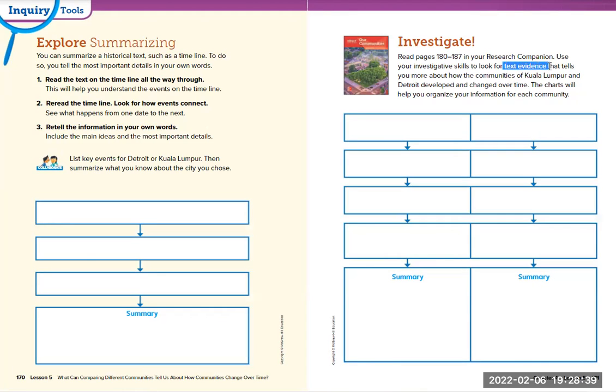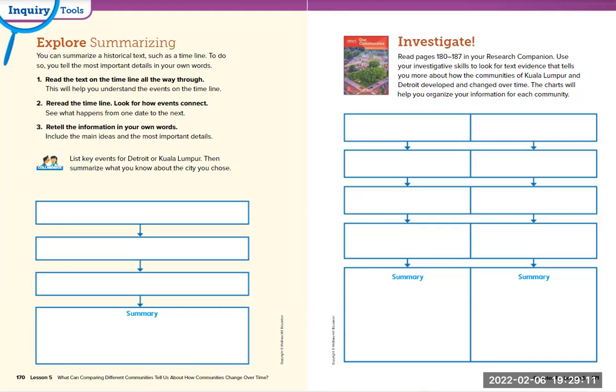So that means inside the text, we are going to be looking for resources. We are going to be looking for information that tells us about the communities of Kuala Lumpur and Detroit and how they developed and changed over time. So that's what we're going to be looking out for. If you see anything while we're reading through the text, feel free to pause the video, write down the detail, and then put it together at the end once you have at least 4 details. All right, let's get started.